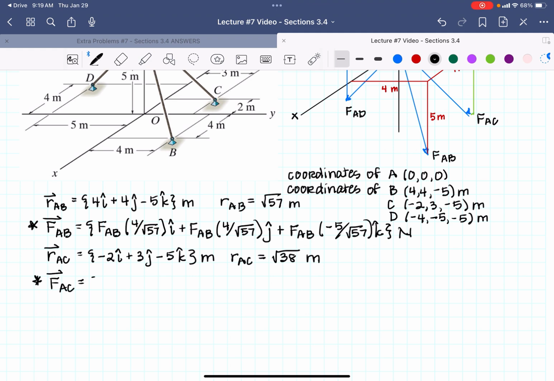So FAC is going to be the magnitude of FAC, which I don't know yet, that's what I'm solving for, times negative 2 over square root of 38 in the i hat plus FAC times 3 over square root of 38 j hat minus, I'll do plus because I've been keeping it, FAC times negative 5 over square root of 38 k hat.